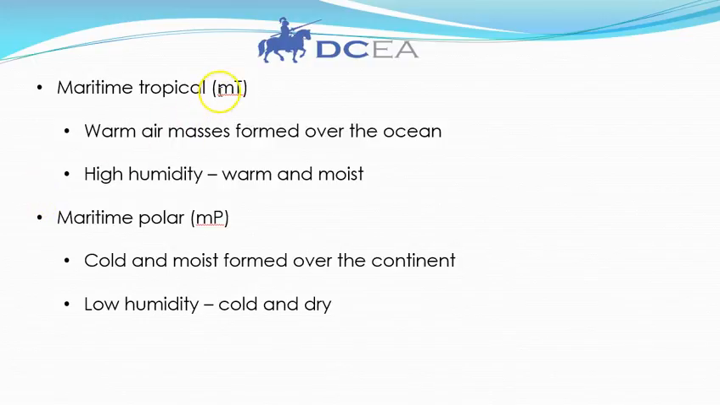Maritime tropical, and here's a notation for it, a small m and a large t, are warm air masses formed over the ocean. They generally have high humidity. They're warm and moist. We have continental polar, and those are cold air masses formed over continents. They have lower humidity and they're cold and dry.